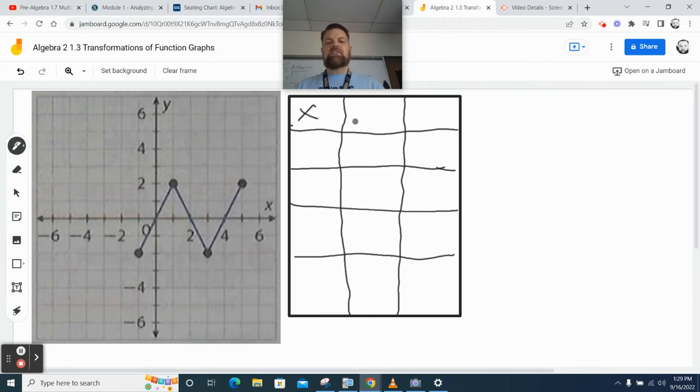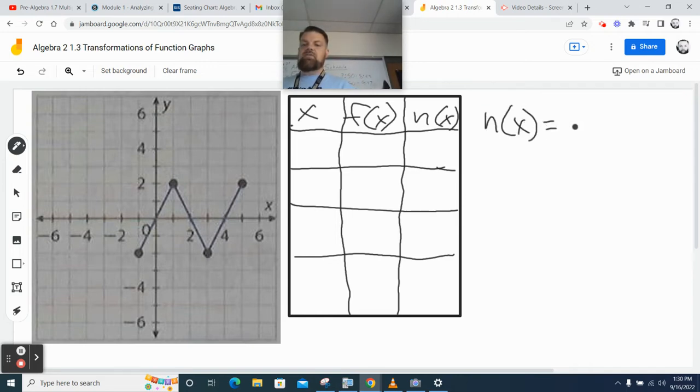So this is x, this is f of x, and what's that? d of x. No, I'm going to do n of x. So I'm going to do this one a little different. We're going to say that n of x is equal to f of x minus 2. Okay.